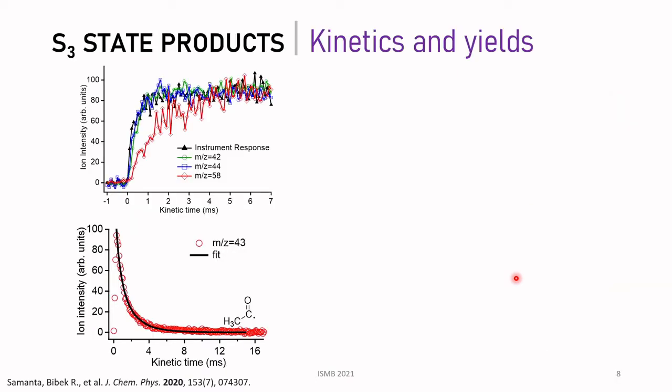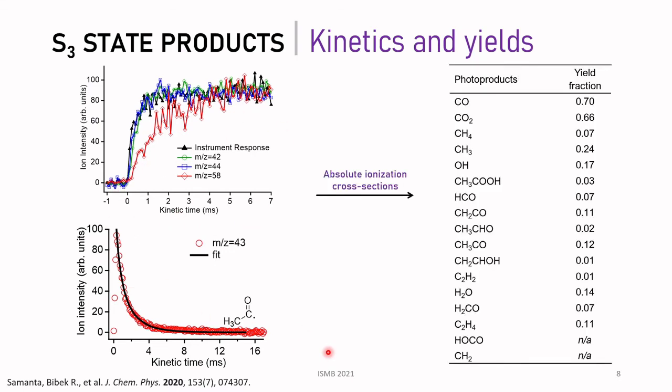Now, using precisely calibrated gas mixture and the known ionization cross sections, we can convert the ion counts for both stable and transient species into absolute product yields. Now, you would notice that at 193 nanometer now, acetaldehyde and vinyl alcohol, which were the major products at 351 nanometer, are only minor here.